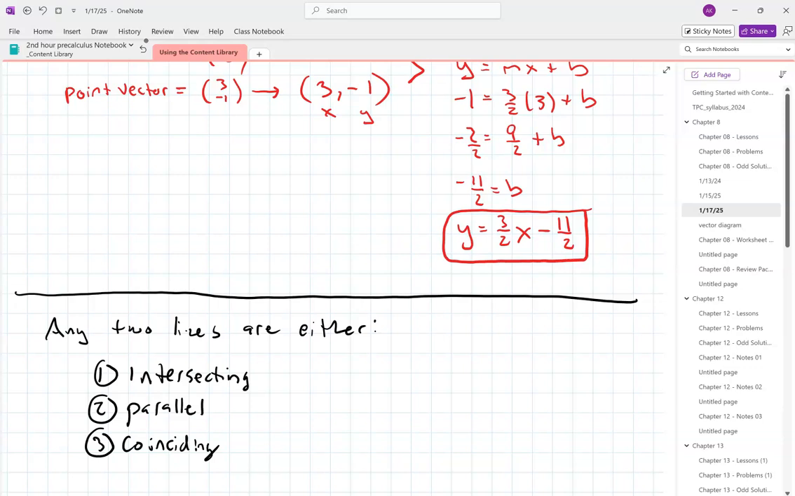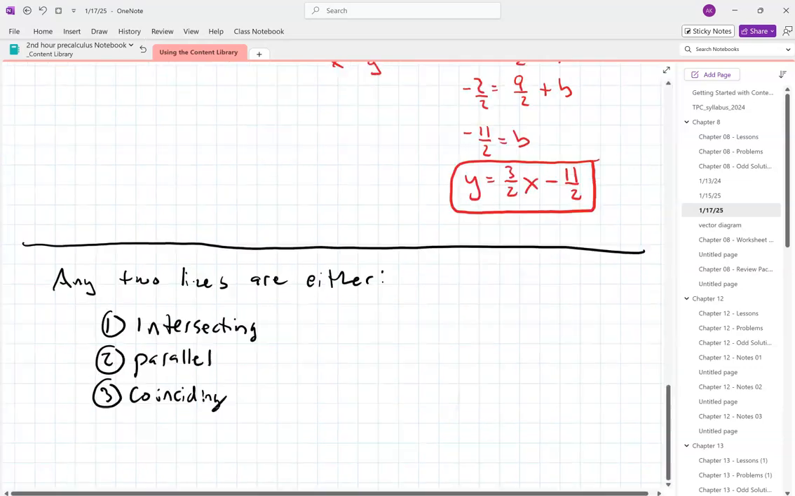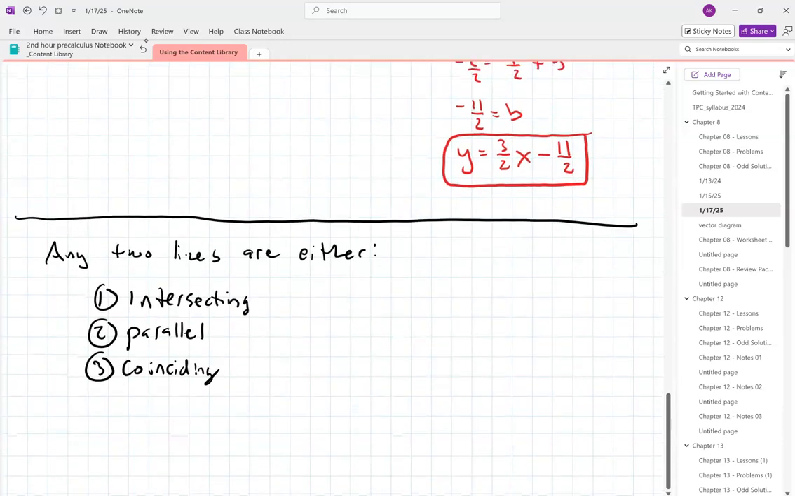So any two lines have to be one of three things. They either have to intersect, they have to be parallel, or they have to be coinciding. When I say coinciding, it means like they overlap completely. Like that's the infinitely many solutions when you solve a system of equations. You remember that from Algebra 2? Okay.